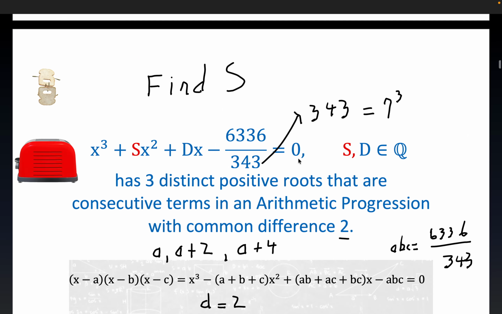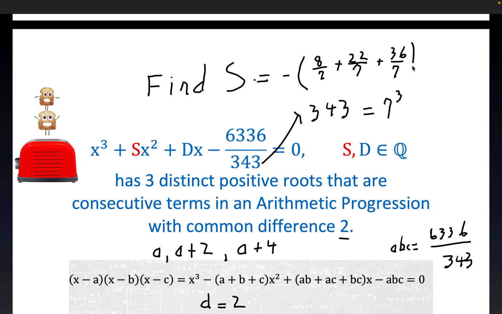So what we get right here, folks, is S is equal to minus 8 over 7 plus 22 over 7 plus 36 over 7, right? And let's see, what does this add up to, ladies and gentlemen? That's equal to minus 66 over 7.